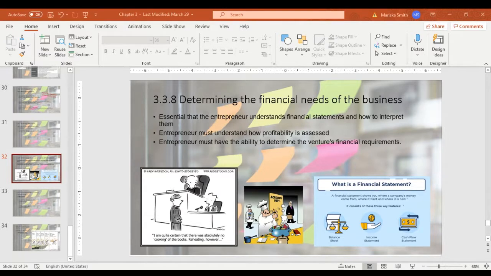He obviously needs to determine if he's making a loss or a profit. Is he actually growing his business or definitely not growing the business? He needs to understand how profitability is assessed, and he must be able to determine the venture's financial requirements.